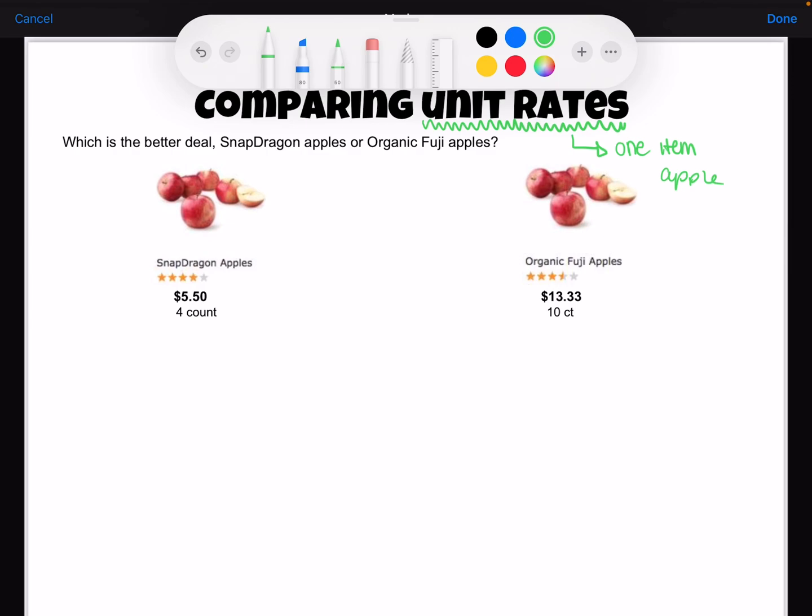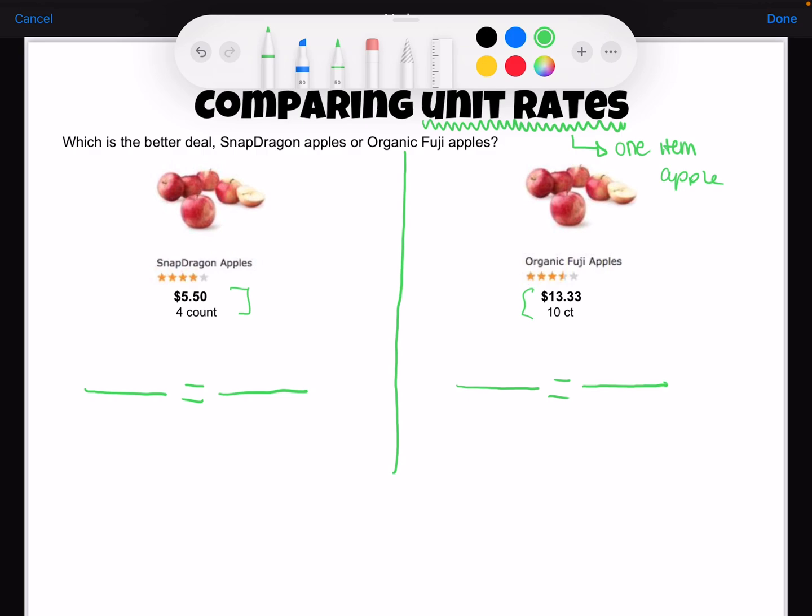So we have Snapdragon apples, they're $5.50 for 4 of them. And organic Fuji apples, they're $13.33 for 10 of them. If you are comparing two things, the first step that I like to do is split my screen. So I'm going to have my Snapdragons on one side and my Fujis on the other side. Remember, when we're setting up unit rates, we set up 2 fraction bars equal to each other. And I can do that for both right now.